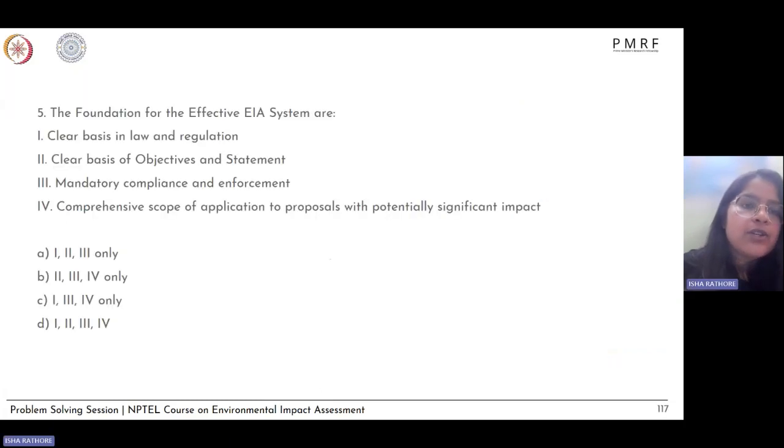Moving on, the foundation for the effective EIA system are 1. Clear basis in law and regulation. 2. Clear basis of objectives and statement. 3. Mandatory compliance and enforcement. And 4. Comprehensive scope of application to proposals with potentially significant impact. So which of these statements are the foundations for effective EIA system? So the correct answer is D. That is, all of these are foundations for the effective EIA system. So 1, 2, 3, 4. That is D is the correct answer.